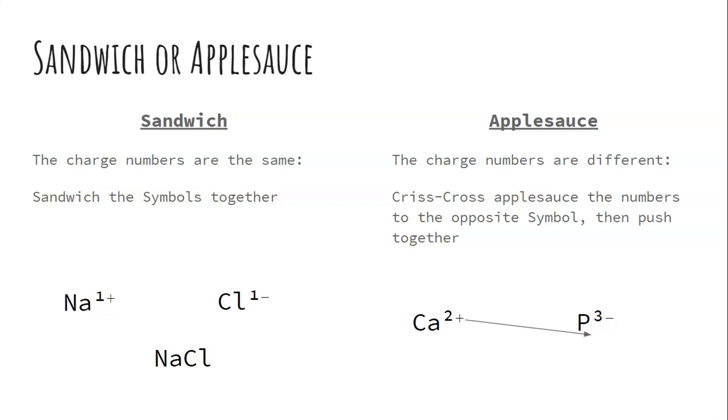My 2 is going to come down to my P. My 3 is going to come down to my Ca. And I have Ca3P2. And that's what we saw in the last section visually with our Lewis dot structure.